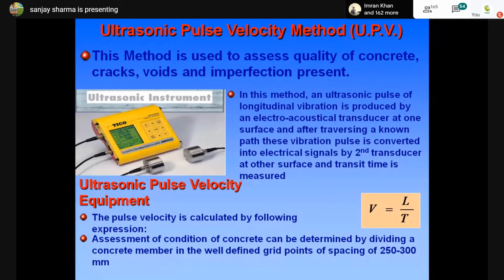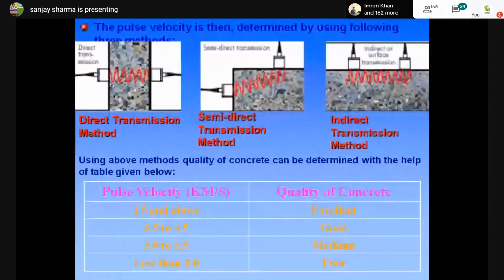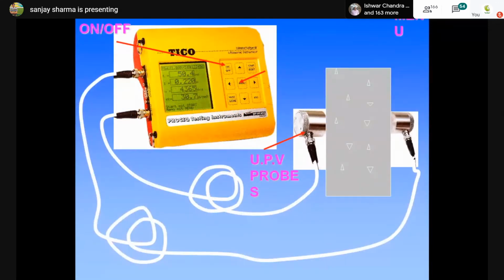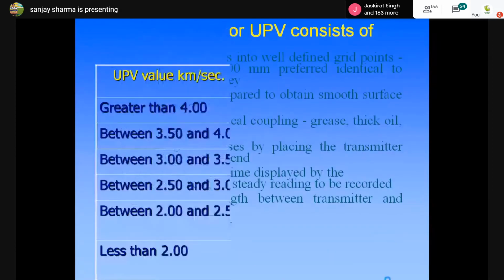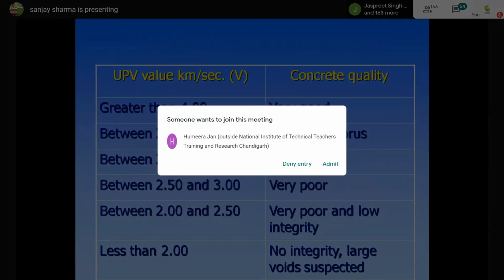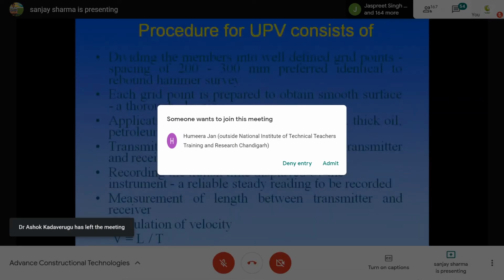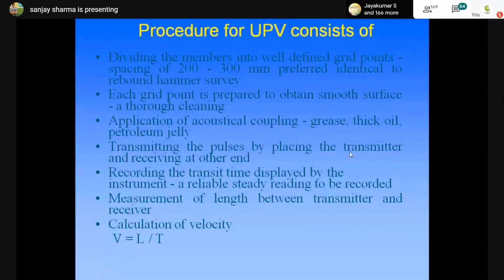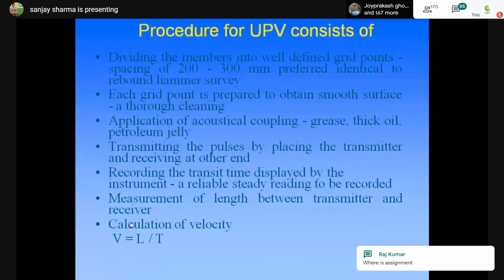The only thing is you have to determine this velocity. And this is the equipment I have shown here. This type of equipment is there, with probes and all that. I am not going into the working of that particular thing. I have already explained the procedure: you make a grid, and each grid point you thoroughly clean. You have to apply a coupling grease or petroleum jelly on the surface to have proper contact. Generally we calculate the velocity, but nowadays the equipment gives you the velocity directly.